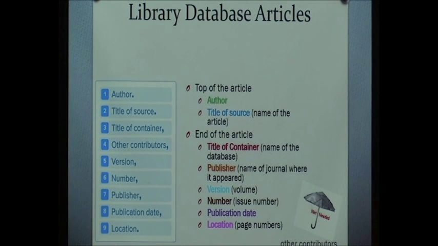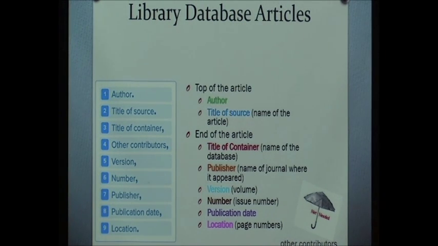Again, we look at the top of the article, right? And we find the author and the title of the article itself. At the very end, we're going to find the name of the database. So look at the database names; they usually have some sort of logo with them. There's EBSCO, there's Academic Search Complete, there's Literature Resource Center. So we have several to choose from. We need to find that.